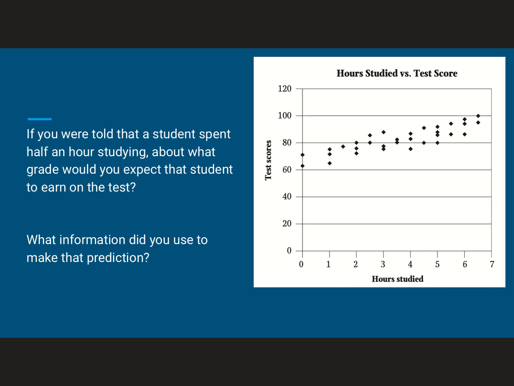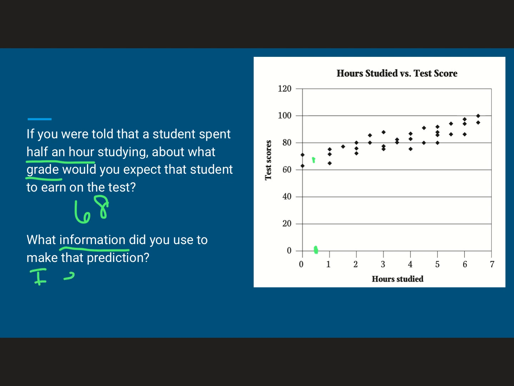Okay, so here's the next question. The same data. If you were told a student spent half an hour studying, about what grade would you expect that student to earn on the test? Again, we start here at half an hour and go up and say, okay, I would expect that student to have maybe like a 68. Again, this would be a range. What information did you use to make that prediction?